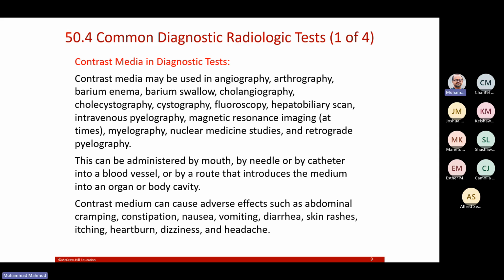Now, before we talk about the contrast media in diagnostic tests, I would like to share two short videos, not more than 4 minutes, that will help you to understand what it looks like to work in a facility that deals with X-ray or imaging. So let's watch this.